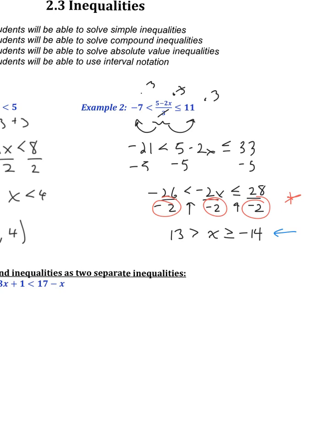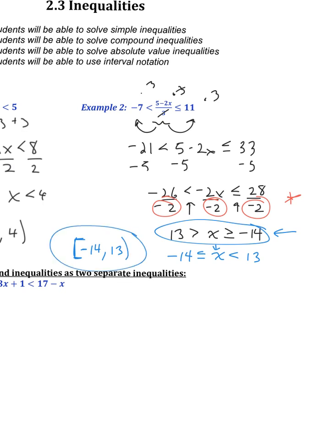Now, situations like this, we never write it with the smaller number on the right. Instead, we want it on the left. So we want to write negative 14 is less than or equal to x, which is less than 13. Basically, this entire thing gets flipped around. All right, and then in terms of interval notation, remember that would be a bracket for a negative 14, comma 13, and we would have a parentheses at the 13. And so that would be our overall answer.